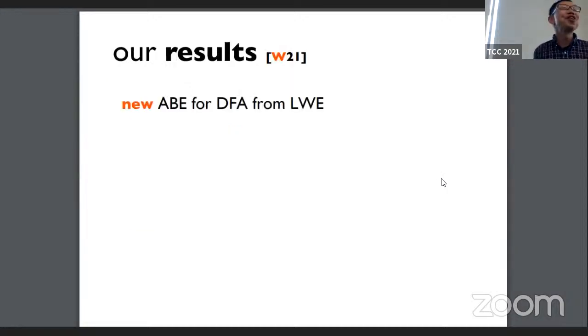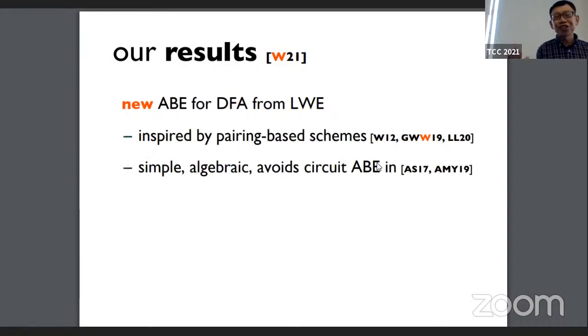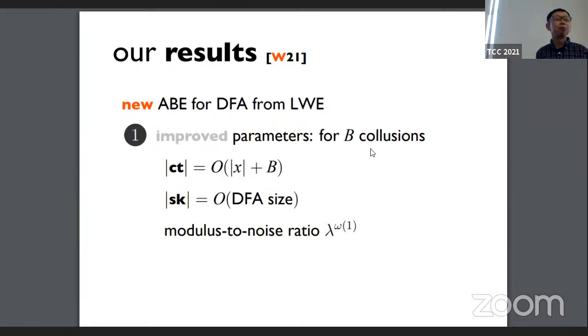All right. So the main new result of this work is, as in the title, a new attribute-based encryption scheme for DFAs, deterministic finite automata, from the learning with errors assumption. Our construction is new in the sense that it's somewhat different from prior constructions, in that it's actually inspired by pairing-based ABE schemes for DFA. Compared to previous LWE-based schemes, it's simpler and algebraic and avoids the use of ABE for circuits.